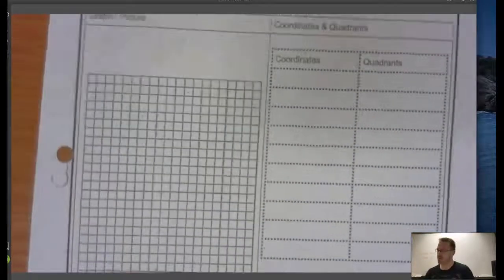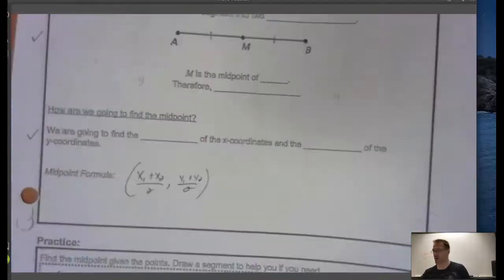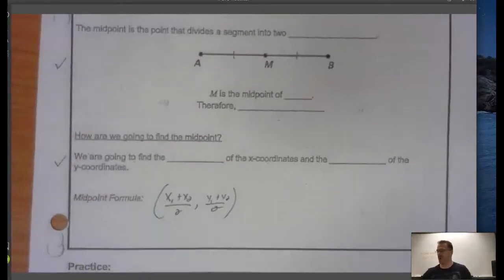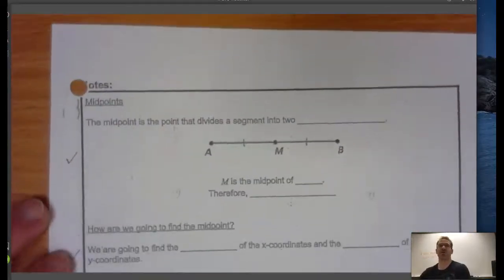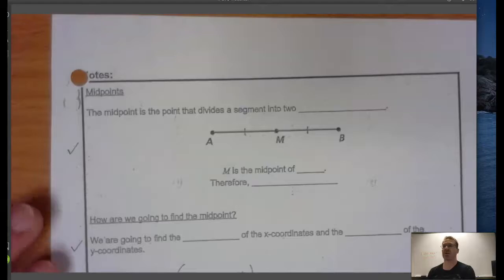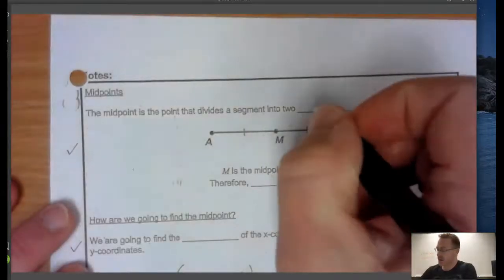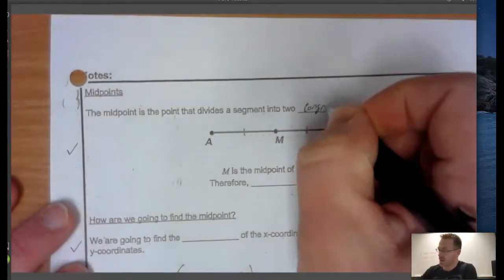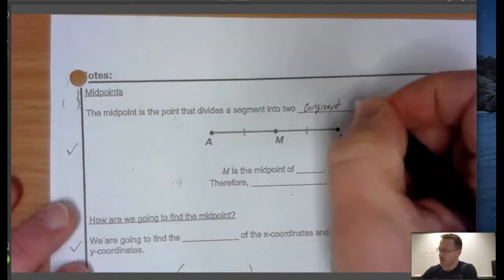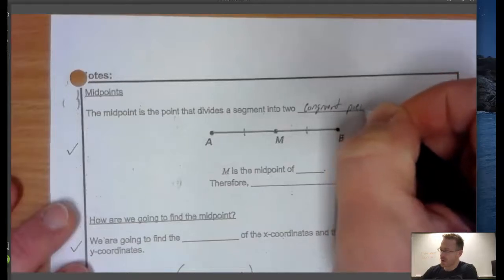So let's flip the page here, and go to page 11. When we think about midpoint, the midpoint is the point that divides a segment into two congruent pieces, or lengths. So either way you want to say it.